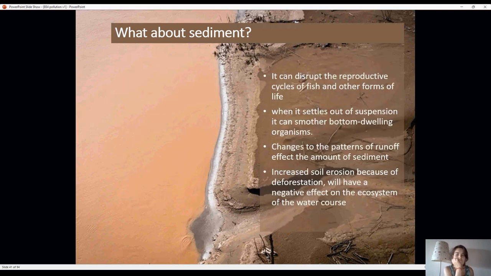So this can also disrupt reproduction in fish. It can smother organisms on the bottom, and so this can be a bit of a problem. And in particular, where you have deforestation happening, this is associated with looser surface soil, which is associated with increased sediment in the runoff when it rains a lot. So you can see how even changing the makeup of a forest can have an effect on these other things which are associated with water.